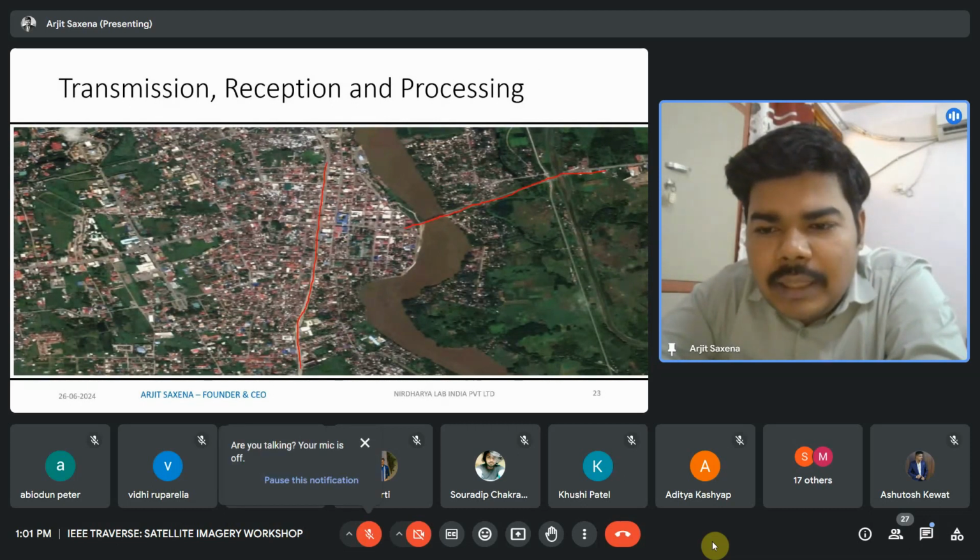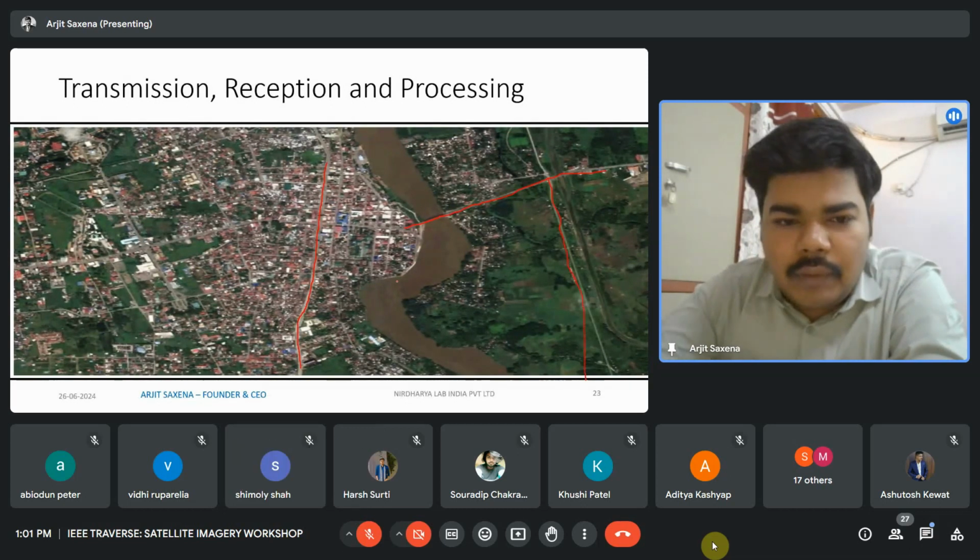Okay, and this is another highway which is crossing through it. This is another highway. And you can see there are several highways.